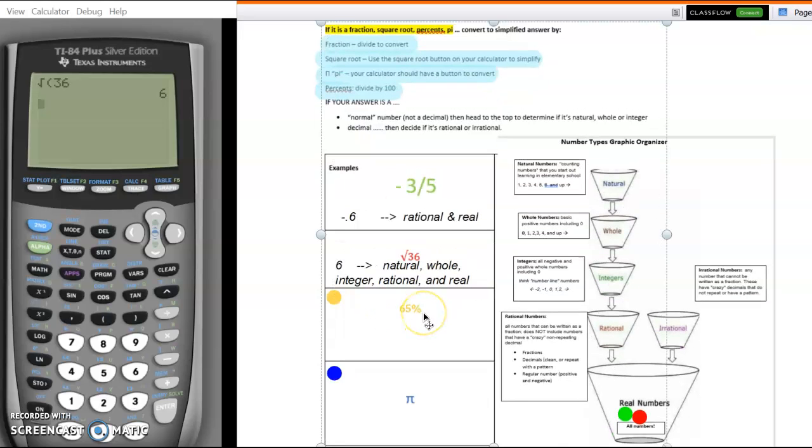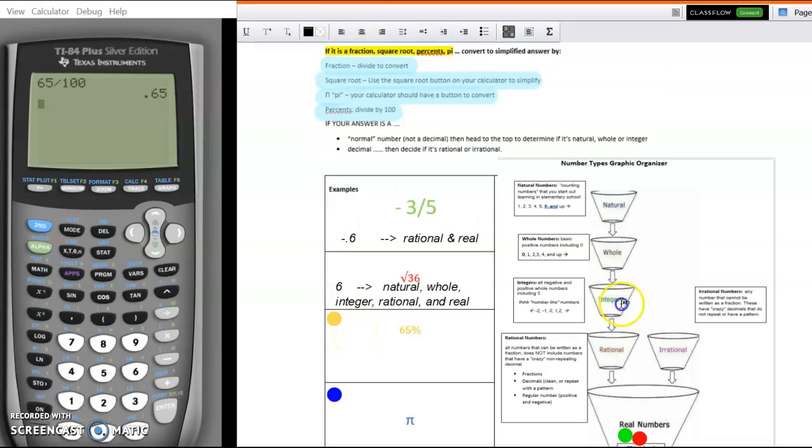All right, let's talk about percent. So the next one is 65%. So when we're looking at percents, if you forget, going back up to the top, percents, we're going to divide by 100. So we're going to take 65 and divide by 100. And you should see the answer of 0.65.